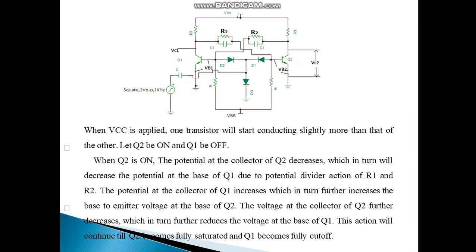The potential at the collector of Q1 increases, which in turn further increases the base to emitter voltage at the base of Q2. The voltage at the collector of Q2 further decreases, which in turn further reduces the voltage at the base of Q1. This action will continue. Q2 becomes fully saturated and Q1 becomes fully cut off.